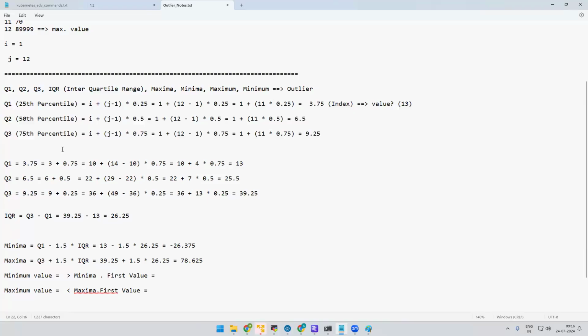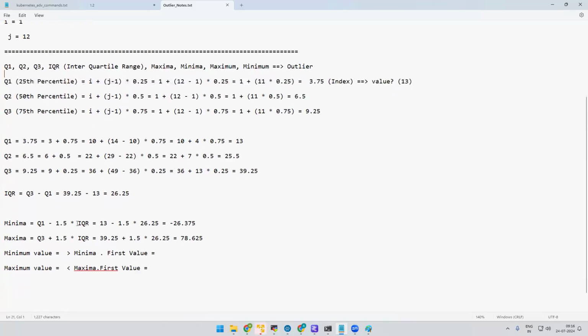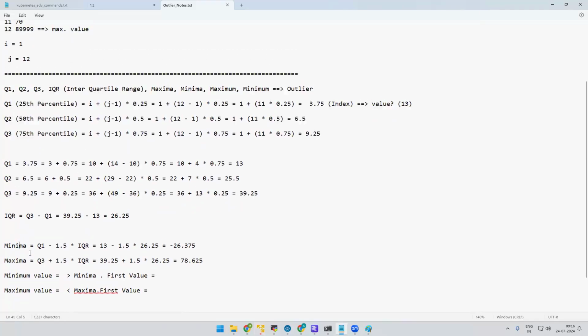The next one is, we got IQR. We are slowly moving towards finding outliers. That's the final objective. Of course, we get minimum, maximum, Q1, Q2, and various other values in between. Now we need to calculate minima and maxima. It's not the minimum value and maximum value; there is something called minima and maxima. I'll explain what minima and maxima are all about. So minima, the formula is Q1 minus 1.5 into IQR.